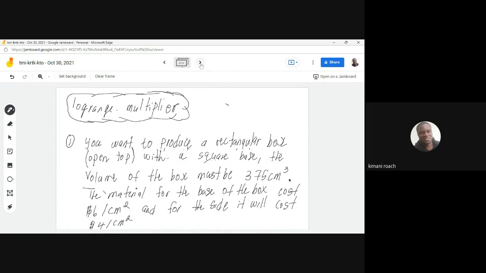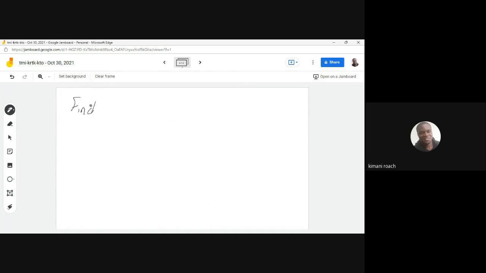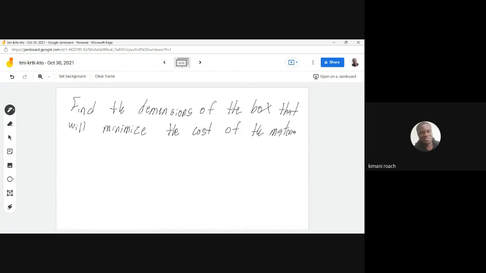Now, we want to find the dimensions of the box that will minimize the cost of the materials used.